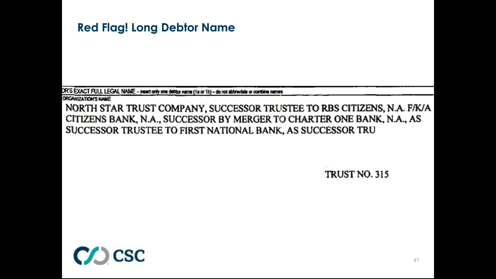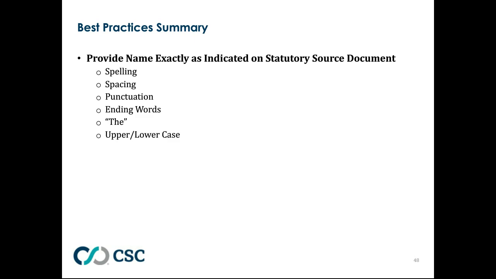So to sum up some of the best practices in dealing with debtor names, really the most important thing to remember is that the filer should provide the debtor name on the financing statement exactly as it appears on the statutory source document. And that means exactly. Spelling, spacing, punctuation, ending noise words. If "the" appears at the beginning of the name, that's got to go in there. And as I said earlier, I even recommend upper and lower case match exactly the case used in the source document. In addition to that, remember, never, ever add any information to a debtor name field that does not appear in that statutory source document.